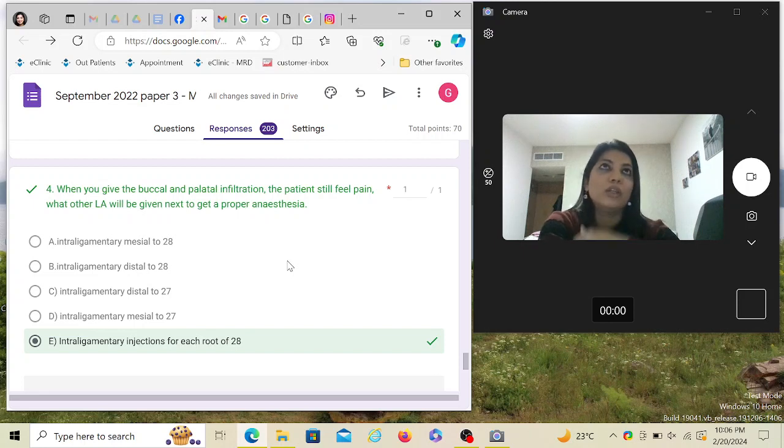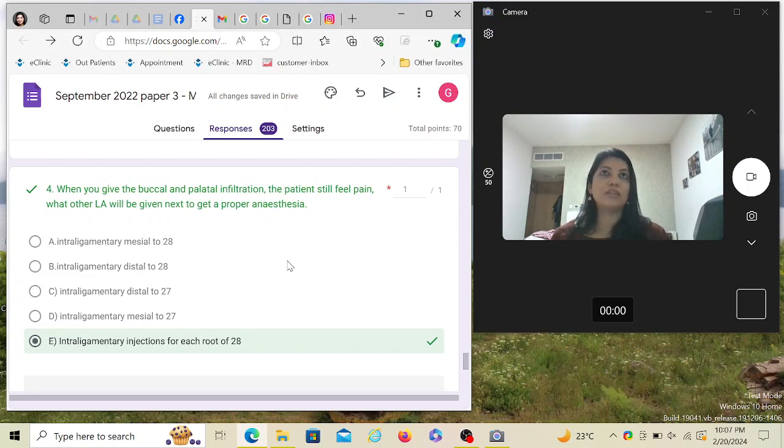And in intraligamentary, you'll have to give the anesthesia on each root of the tooth. So I prefer an intraosseous injection. If the options would have mentioned intraosseous, I would have chosen it personally. But we don't know what the ADC really wants. So if they have given the options of only intraligamentary, and the options are mesial to 2-8, distal to 2-8, distal to 2-7, mesial to 2-7, or each root of 2-8, I'm going to choose each root of 2-8 out of the options given. But in your exam, if the option comes intraosseous, you can choose that. I mean, that's not a wrong option. See, such questions just test your clinical judgment.